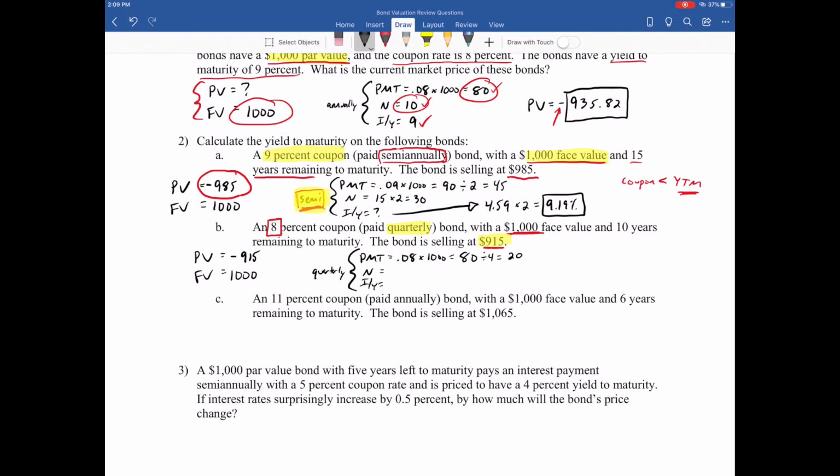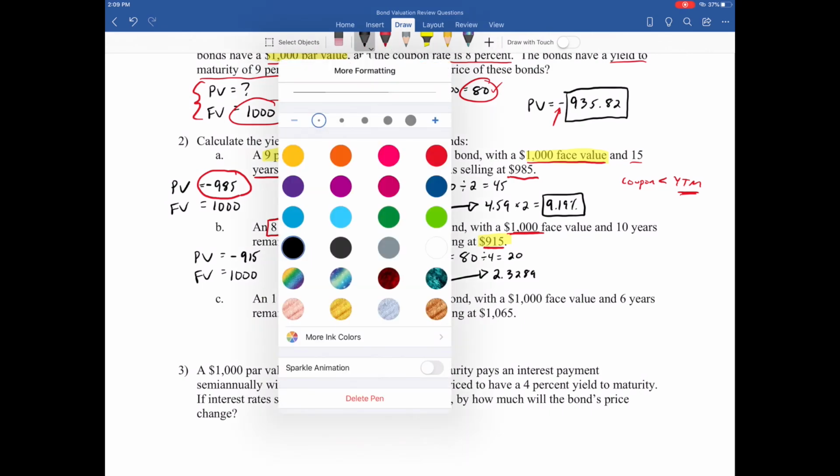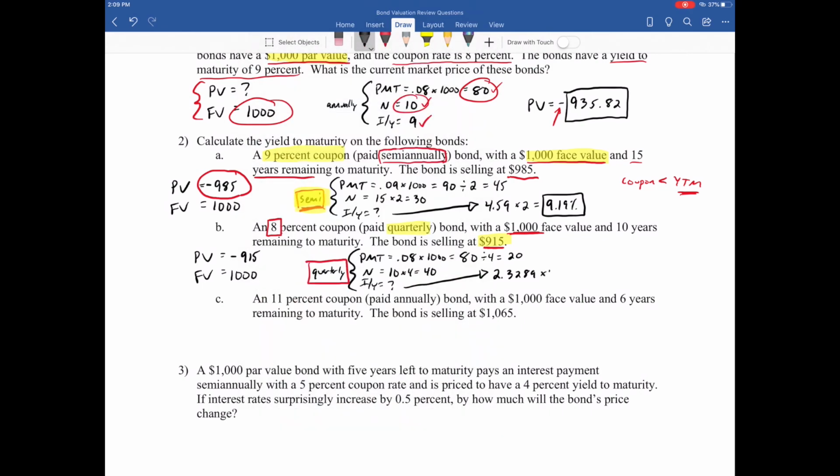N is the total number of periods remaining, or the total number of coupons that you can expect to receive. You can think of it that way. There are 10 years remaining, but 4 payments per year for a total of 40 periods remaining. And once again, we are solving for the IY. When I initially solve for the IY, I get a value of 2.3289%. But once again, since all of these were input quarterly, that is a quarterly interest rate. So I'll need to multiply that by 4 to get an annual rate of 9.32%.